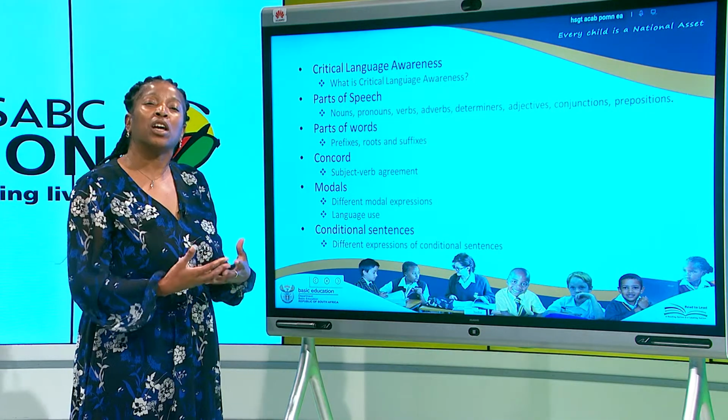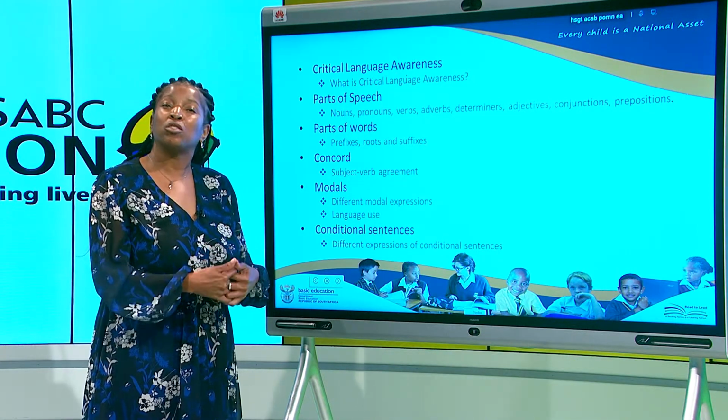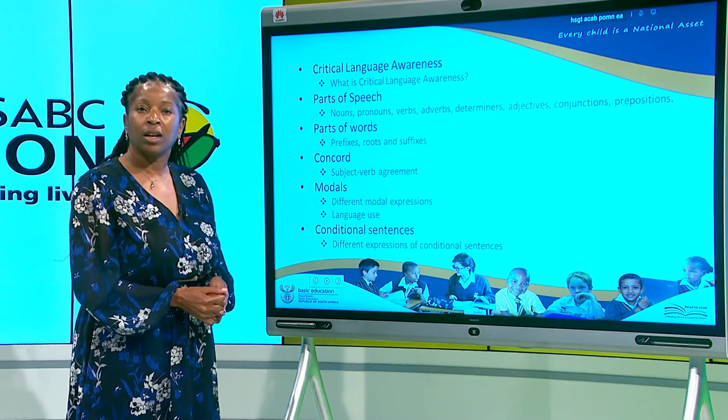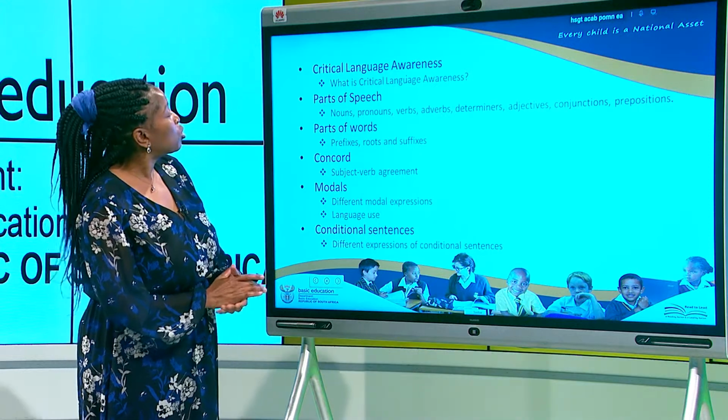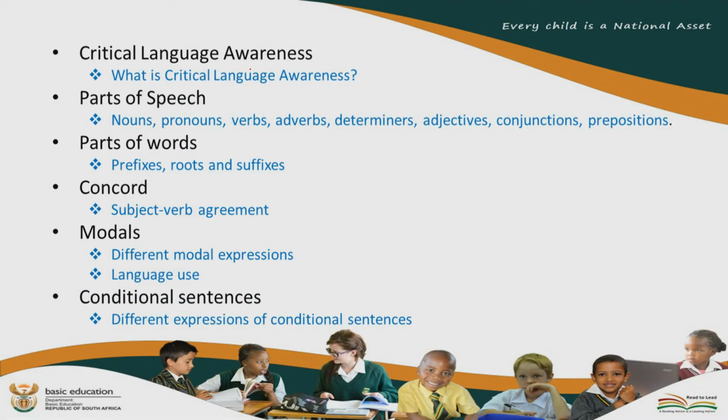Some sources don't actually include the last part of speech, which is interjections, but we will be including that in this particular lesson. We will also be looking at parts of words. Parts of words are basically the stem word, the root, as well as their affixes. We call the affixes prefixes, and we also call them suffixes. We will also look at concord. We call concord verb, subject, agreement.